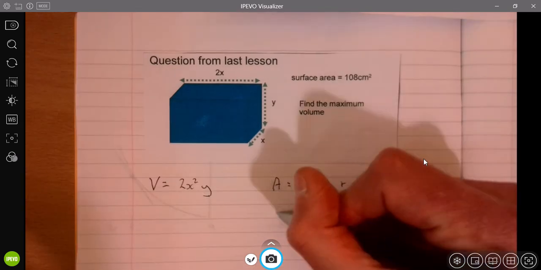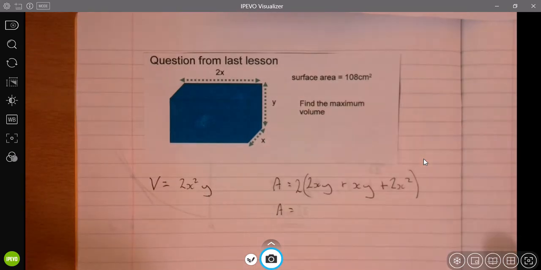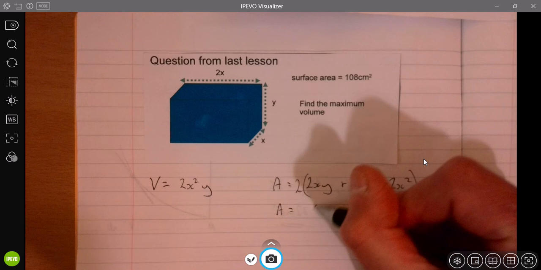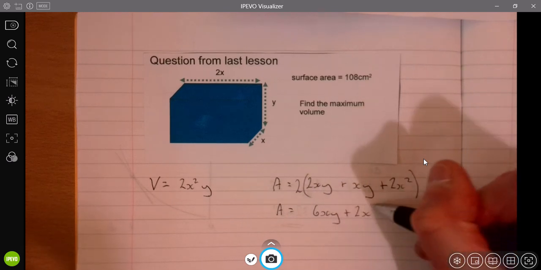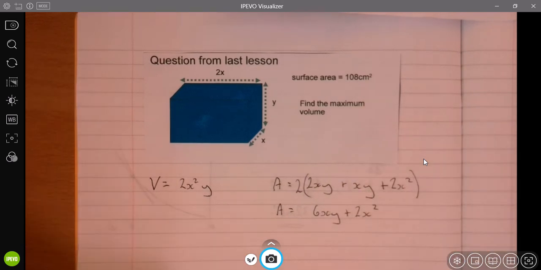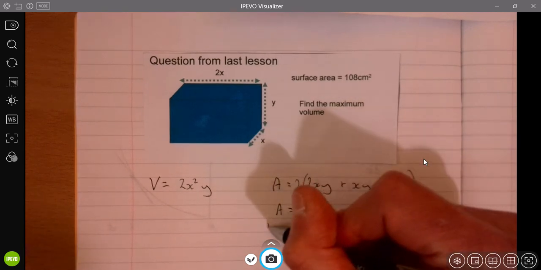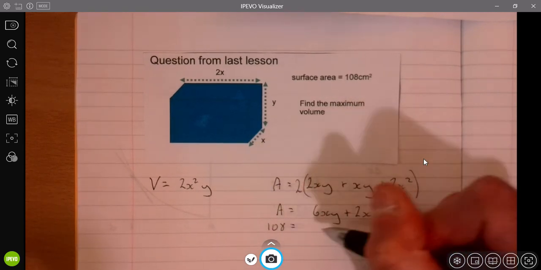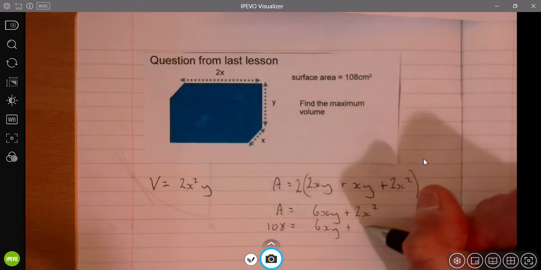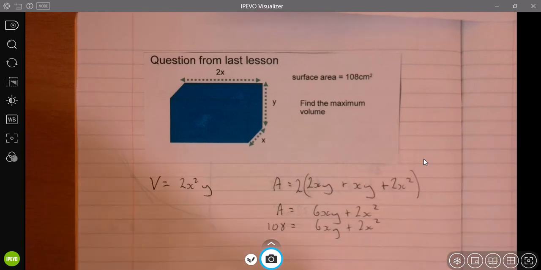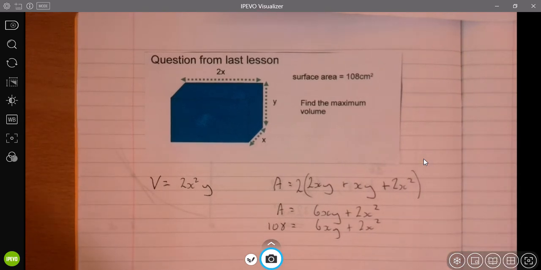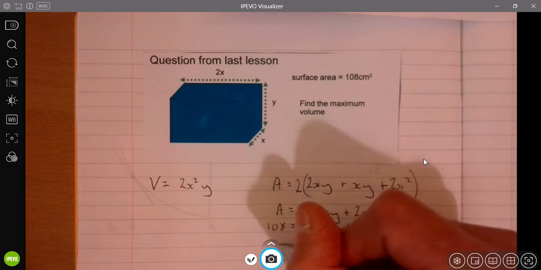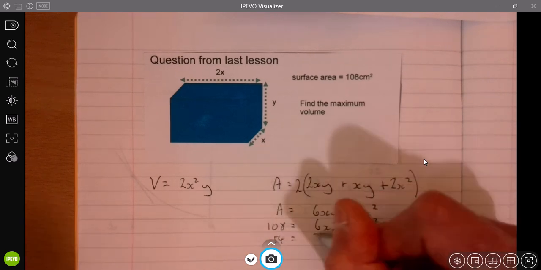So if we now think about what A is equal to, if we simplify this, 6xy plus 2x squared. Right, what do we know? We know the surface area is equal to 108. So let's replace that A with 108. There we go. So 6xy plus 2x squared. Right. So let's simplify it a little bit. We could just simply divide everything by 2. That just makes something slightly easier.